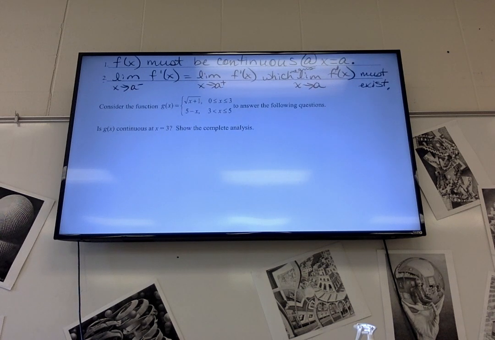Okay, so we have this function. It's a piecewise function. And so we're going to figure out first if it's continuous at x equals 3. So if it's continuous, hey, it's g of x now. We have to show if g of 3 exists.